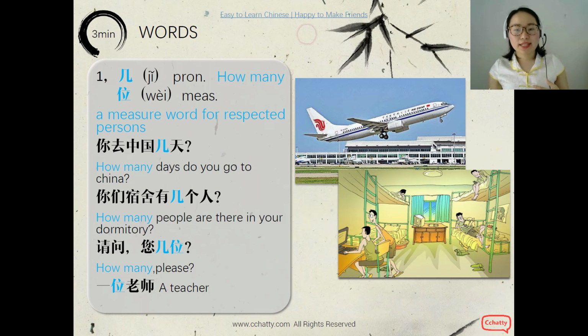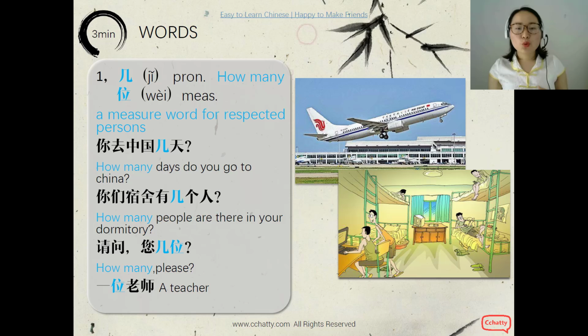It always shows respect. If you go to a restaurant or a hotel, the waiter or waitress will ask you how many of you, 几位. We use 几位 to show respect. So the first question: how many days do you go to China?